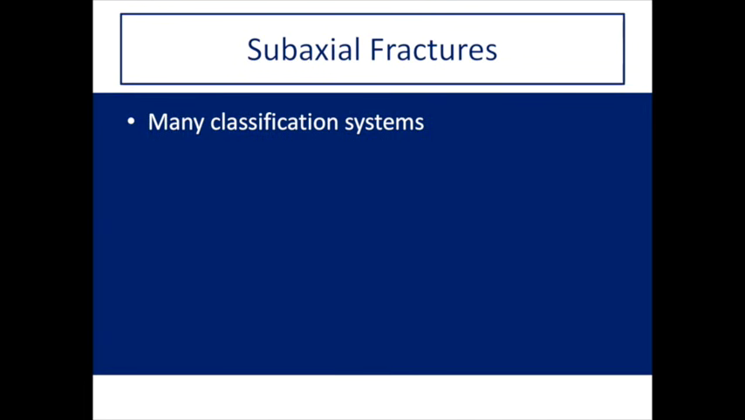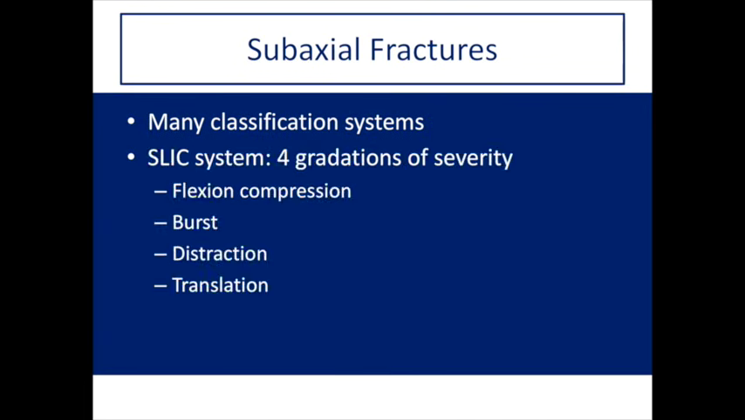The radiographics article that I mentioned earlier presents the SLIC system of describing these fractures. It separates the morphology of the actual fracture itself into 4 categories from least to most severe. Simple flexion compression fractures are considered grade 1, which involves a fracture causing loss of height of the vertebral body, most often anteriorly. Burst fractures are considered grade 2, which are caused by greater vertical compression force.